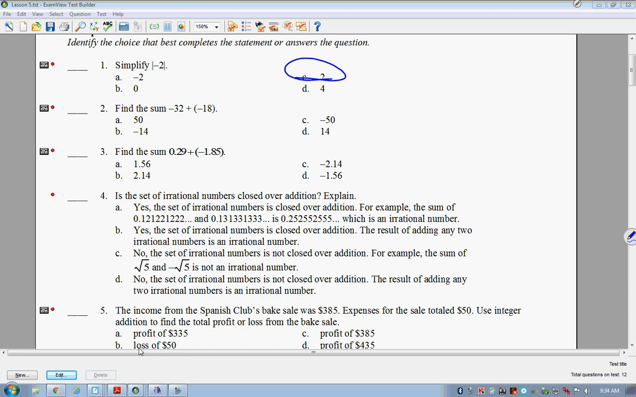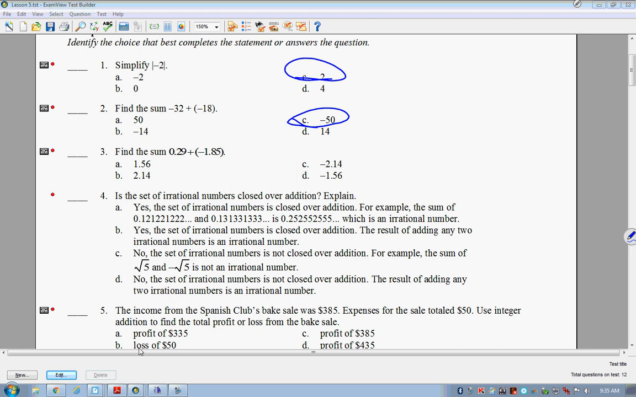Negative. Why negative? Because my add-ins are negative, okay? I always try to work with money in this stuff. If you owe me $32 and now you owe me an additional $18, how much money do you owe me? You owe me $50. You know what you are? You're $50 in the hole. Does that make sense? You're further negative than you were before.